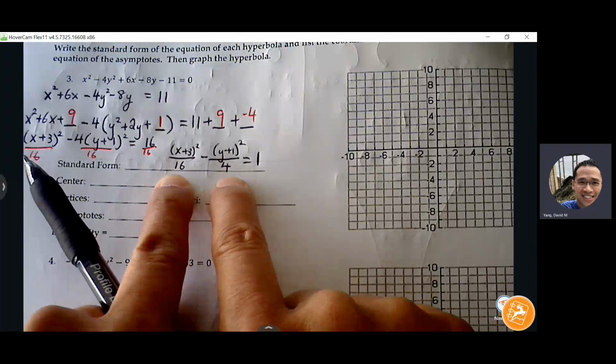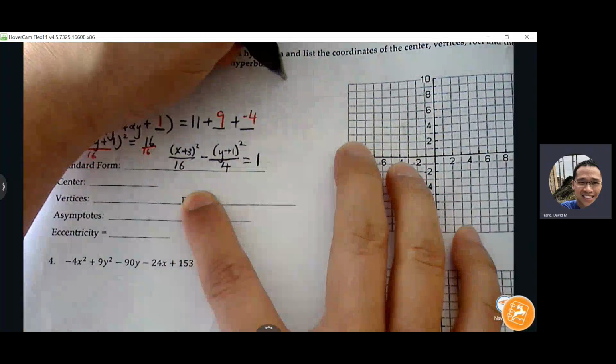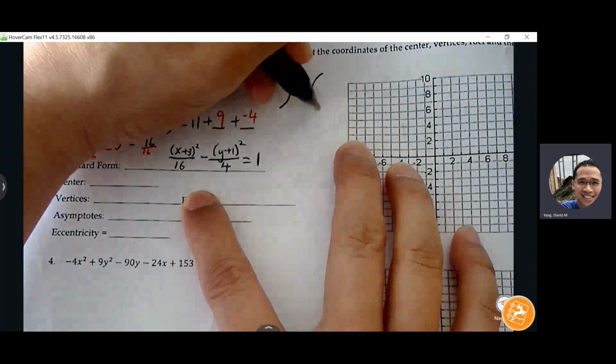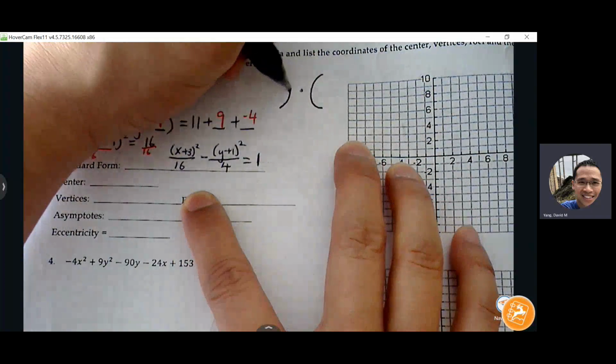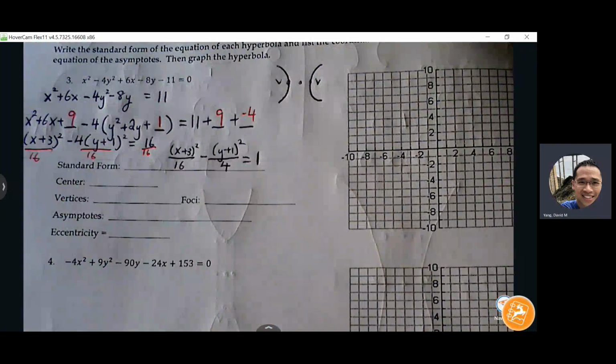How is my hyperbola going to open? Left and right, yeah. My x is first, so ultimately I know that my graph will look like this. Center here, vertex here, vertex. Co-vertices above and below. You'll draw a box. You'll draw an x.